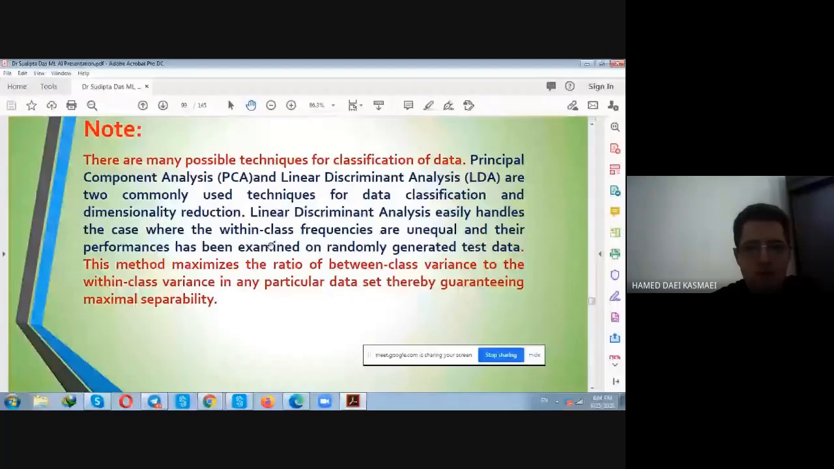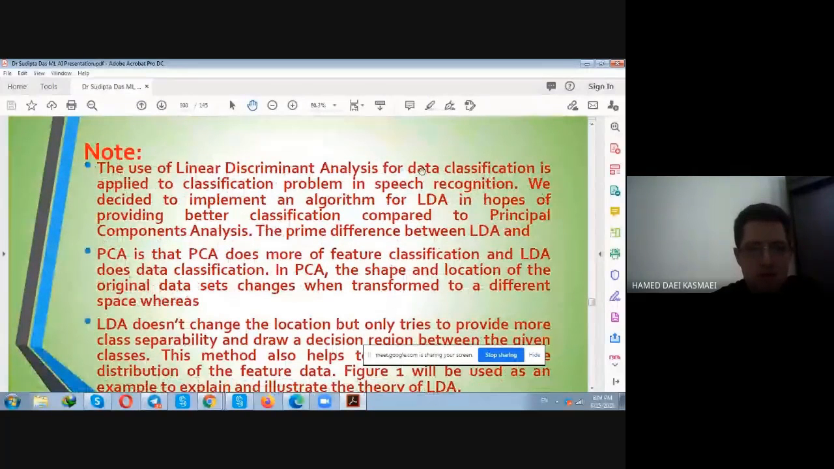Note, linear discriminant analysis for data classification is applied to classification problems in speech recognition. We decided to implement an algorithm for LDA in hopes of providing better classification compared to principal component analysis. The prime difference between LDA and PCA is that PCA does more feature classification and LDA does data classification. So it's very important to know.